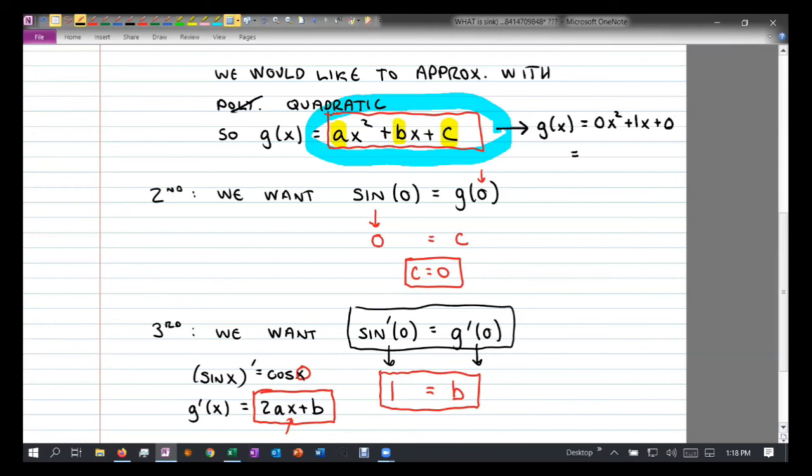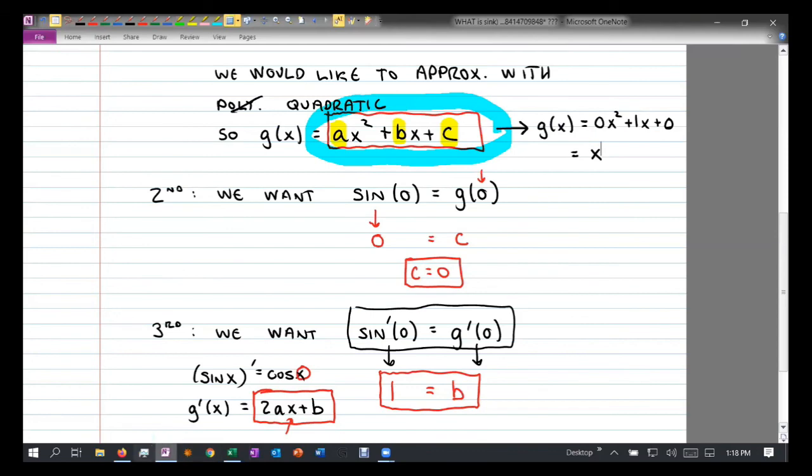So what's our quadratic? Well, it's just x, which isn't a quadratic. But what's happening here is by going through this process, we're saying, we're trying to approximate sine with a quadratic. And the result is telling us, look, the best you're going to get is to approximate it with x. That's your best approximation of sine if you're limiting yourself to a quadratic, is just the function x.